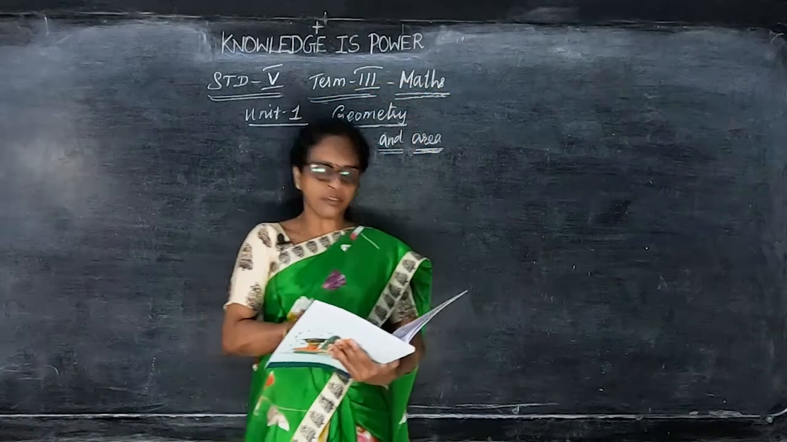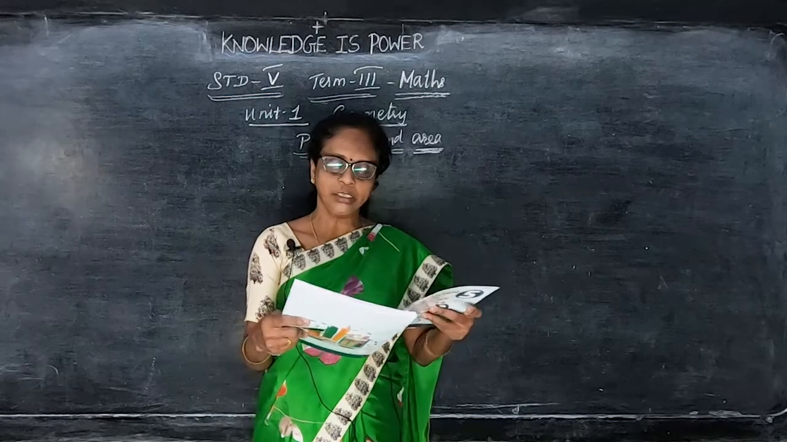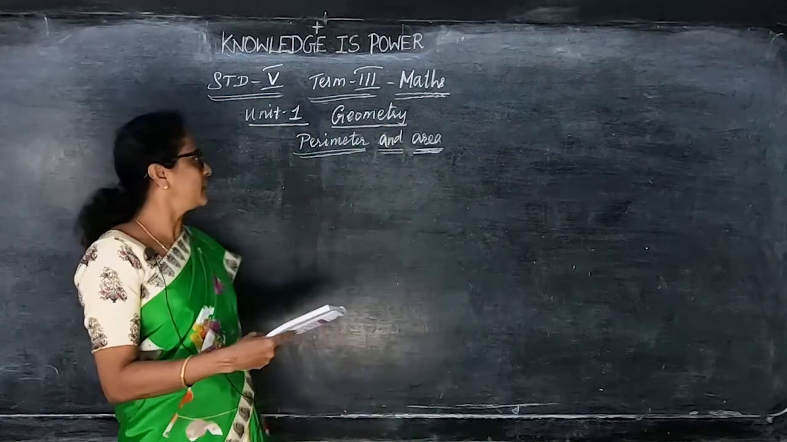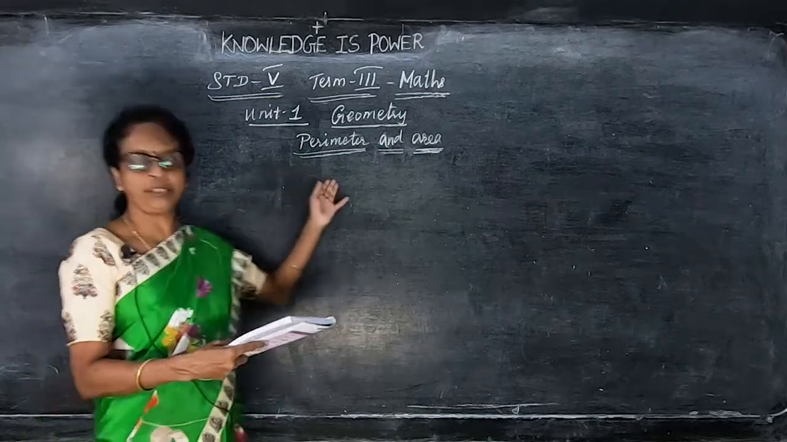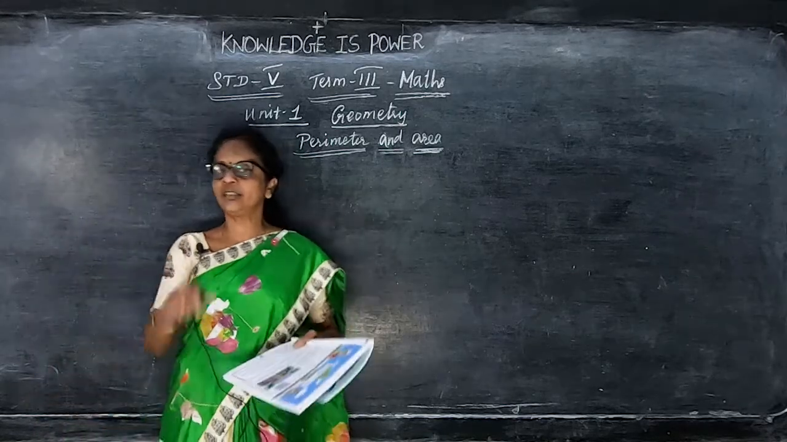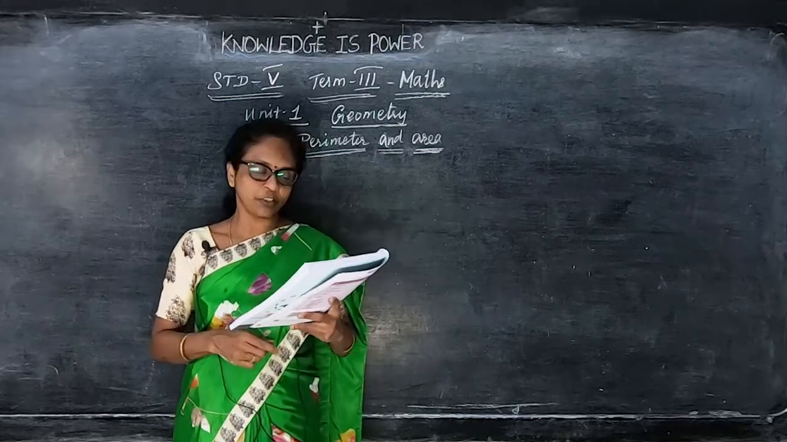Children, now we are going to learn about 5th standard term 3 maths, unit 1 geometry. In this geometry, today we are going to learn about the perimeter and the area. What do you mean by the perimeter? Perimeter means the distance around. Let us take a given situation.